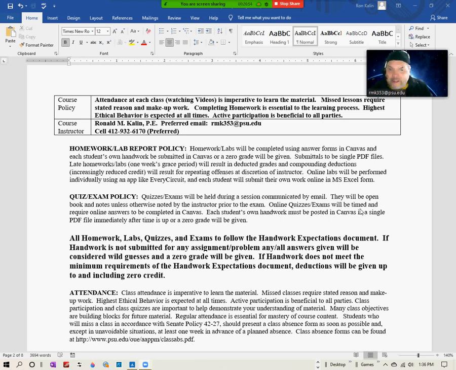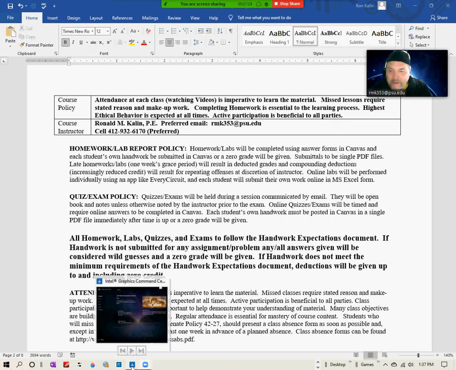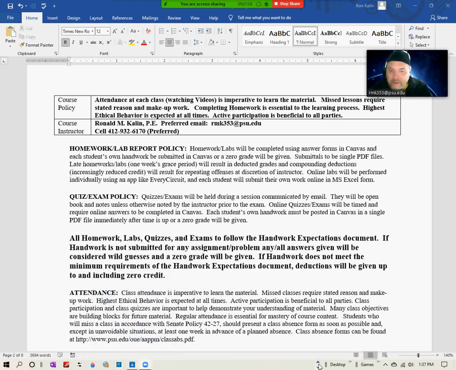Online quizzes and exams will be timed and require online answers to be completed in Canvas, so watch your time. Each student's own handwork must be posted in Canvas in a single PDF file immediately after the time is up, or a 0 grade will be given. So all homework, labs, quizzes, and exams follow the handwork expectations document. I have it posted in Canvas, but I'll go over it real quick with you.